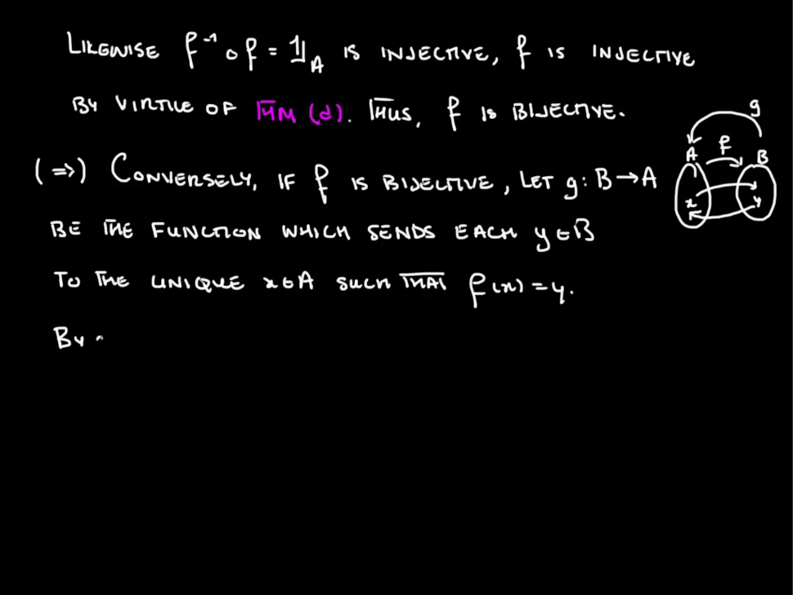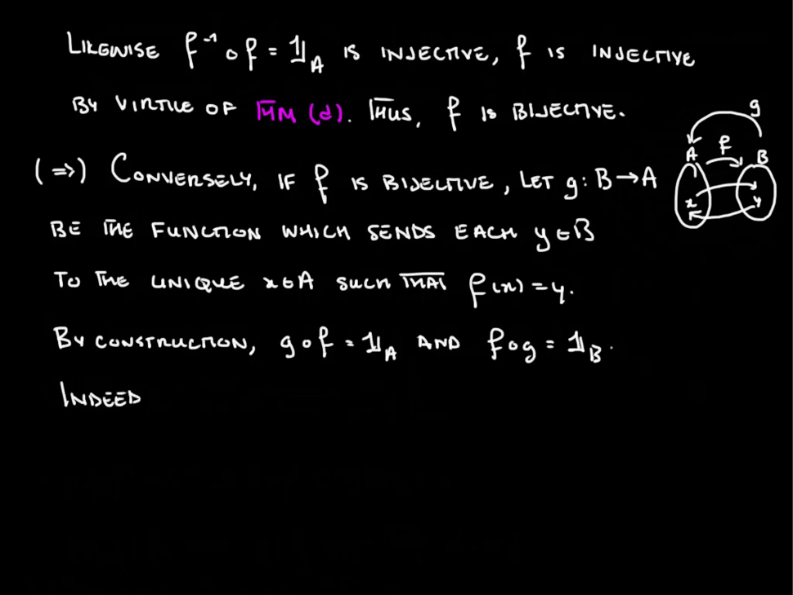Now, by construction of the function g, the way we defined it, we have g circle f is equal to the identity over A, and f circle g is equal to the identity over B. So I claim that g is the inverse of f, and we're going to show that. So indeed, that is the case.